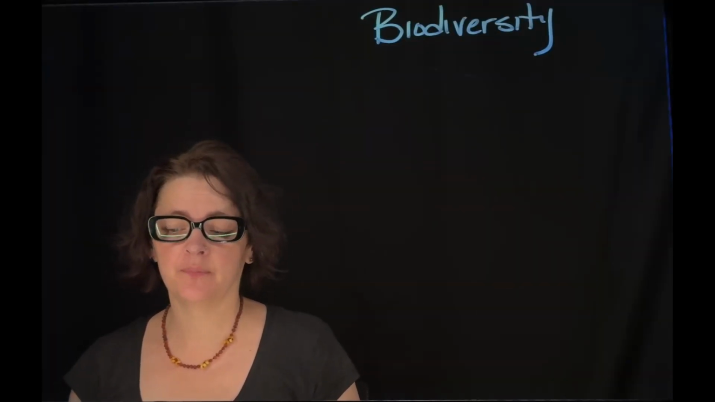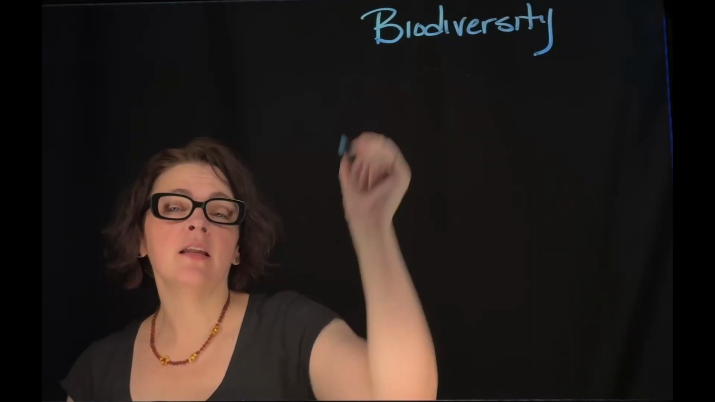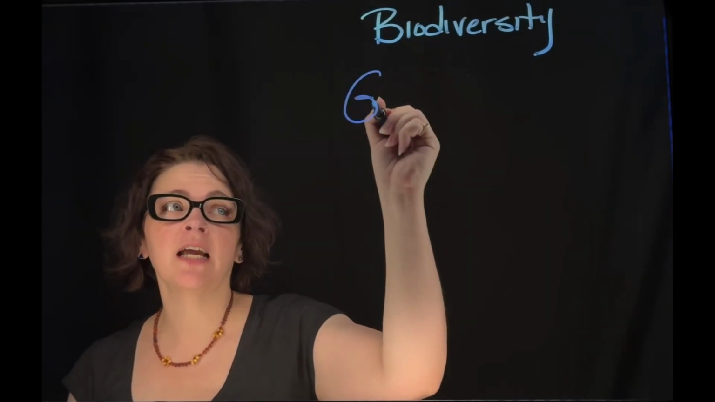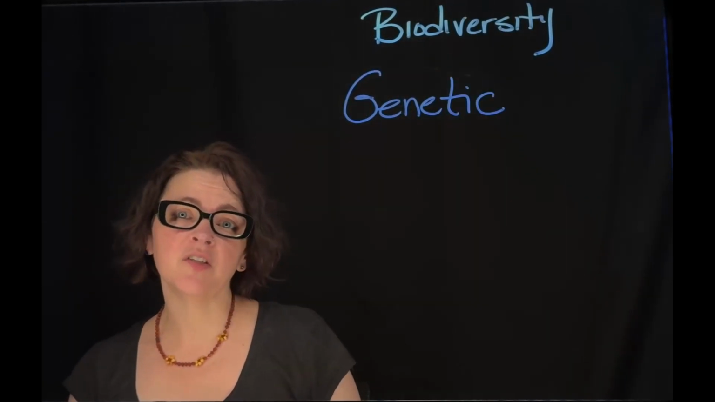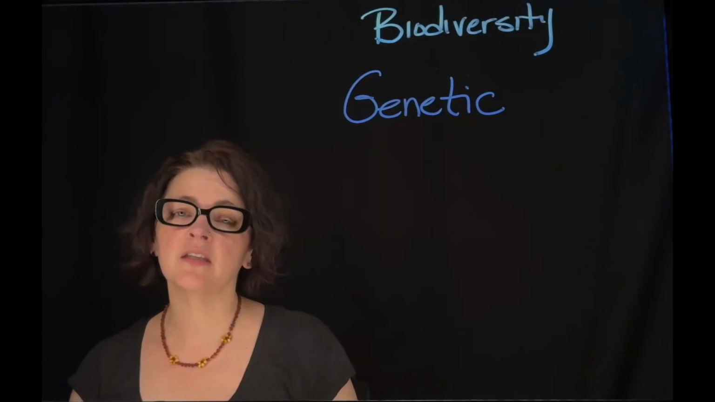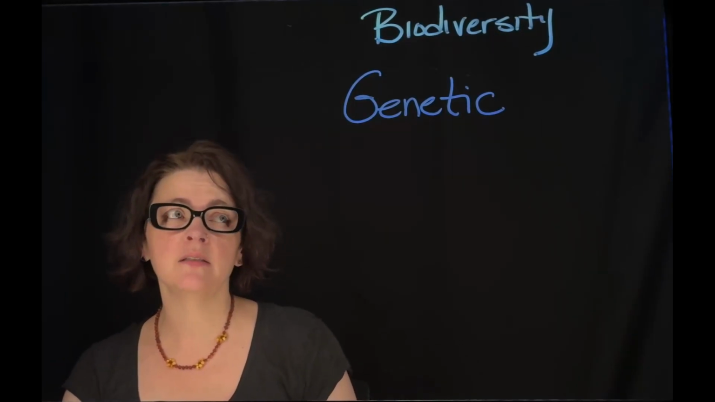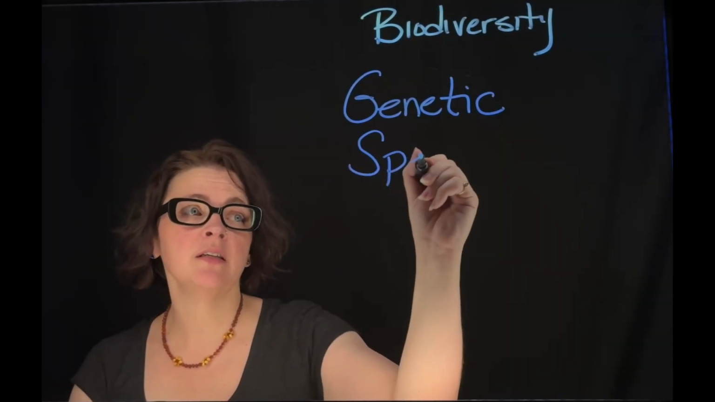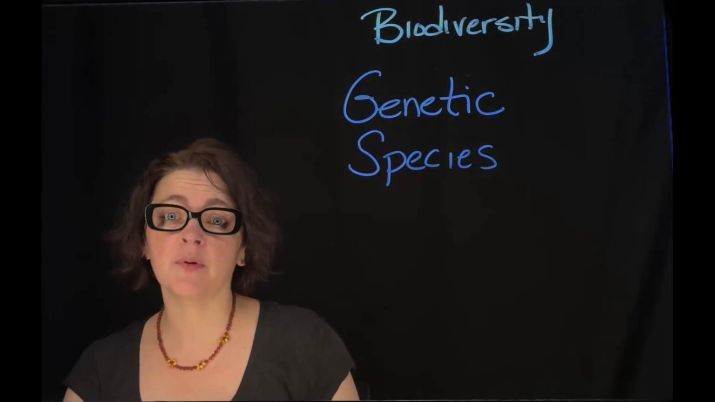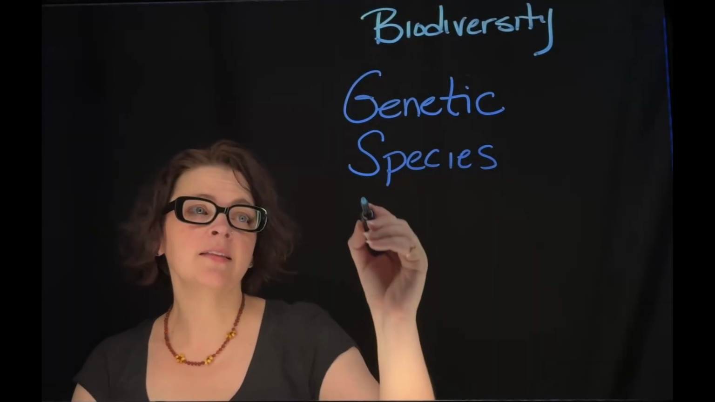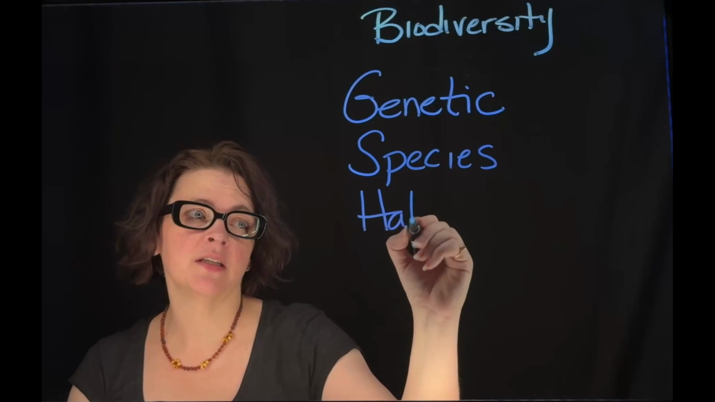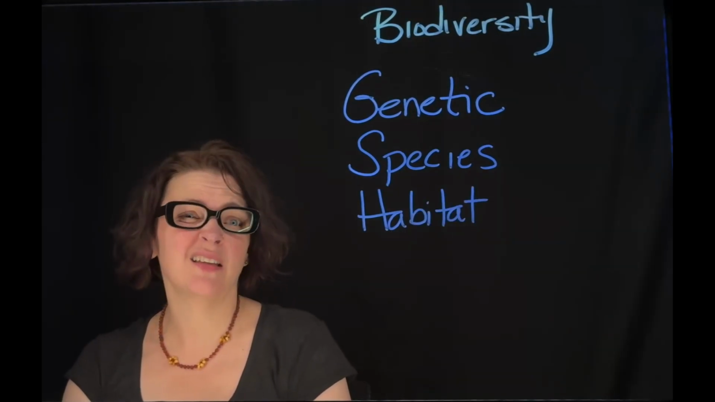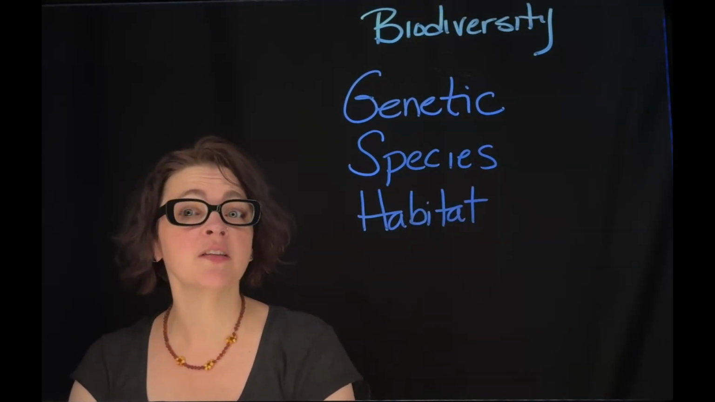about biodiversity. Biodiversity can be looked at in a couple different lenses. First, we can look at genetic diversity. Genetic diversity is all the different genes within the gene pool of a species. We can look at species diversity. Species diversity is the number of different species that are available. And lastly, we can look at habitat diversity. Habitat diversity is basically all the different habitats that are available for all the different species to live in.